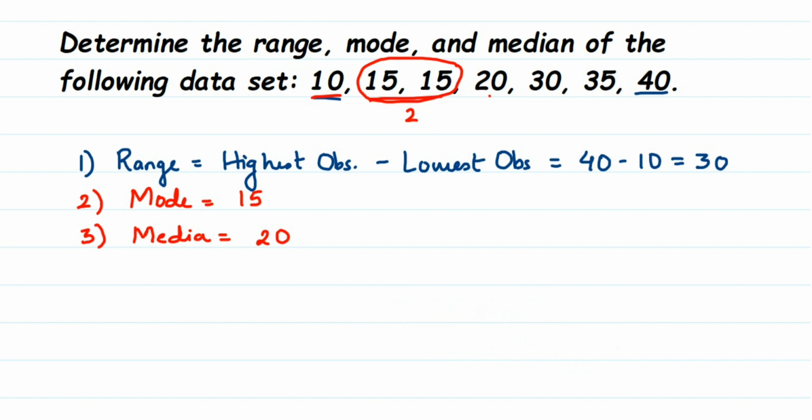If you have an odd number of observations, then the middlemost term is your median. So I hope this question is clear, how to find the mode, median and range.